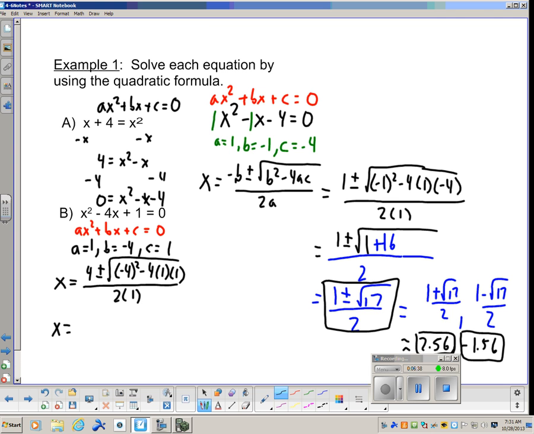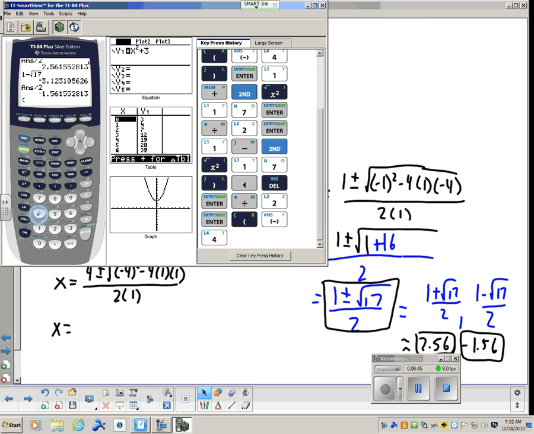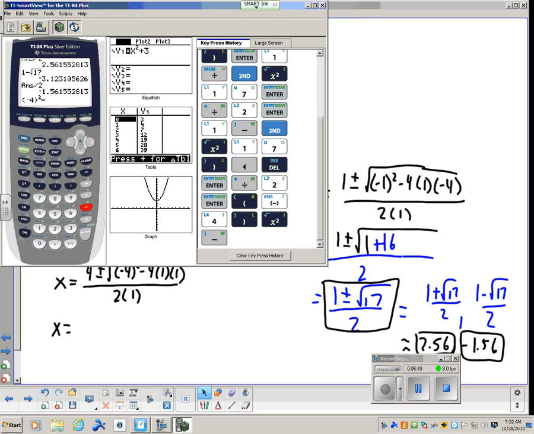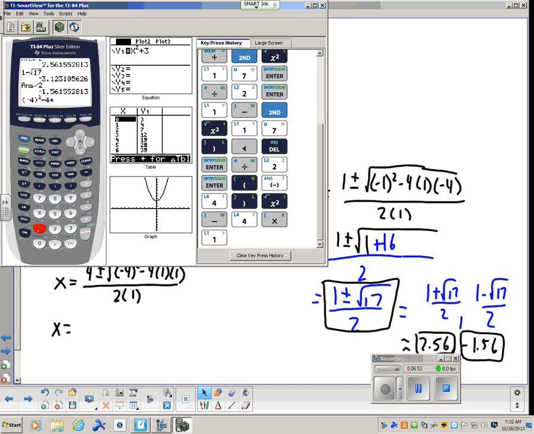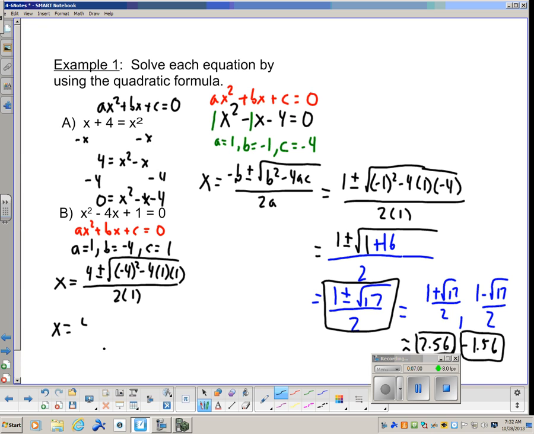So again, I just go ahead and plug what's underneath the square root into my calculator. I'm going to put in parentheses negative 4 because it's being squared. Don't forget to put it in parentheses or you're going to be in trouble. Minus 4 times a times c, and I get 12. So I get 4 plus or minus the square root of 12 all over 2.